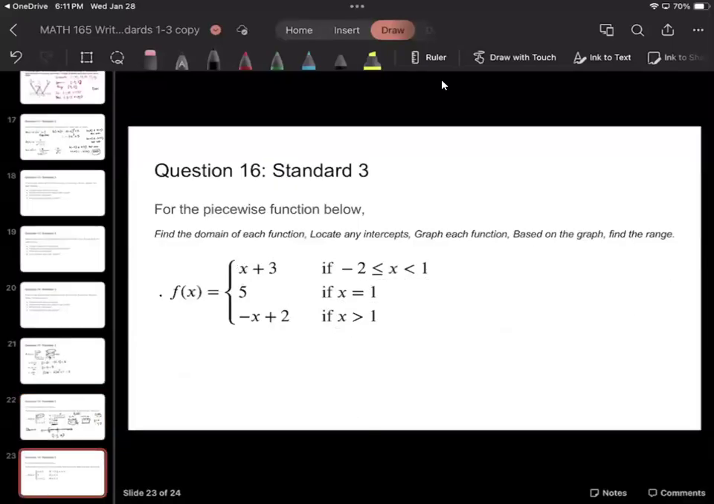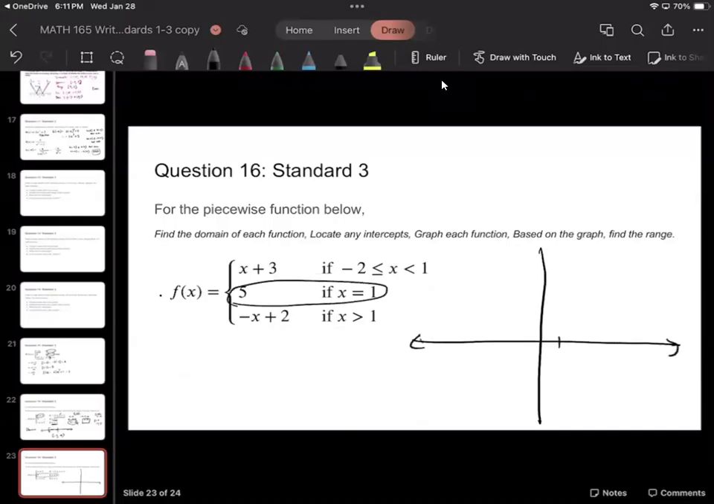Okay, so let's see how I graph. This one is easy, right? When x is 1, y is 5. I know there is a point (1, 5) on my graph. Now this 1 is where my graph splits into two halves, right? So I'm just going to roughly draw this to tell myself this is where the split happens. So from -2 to 1, I have a line that takes the form x plus 3.